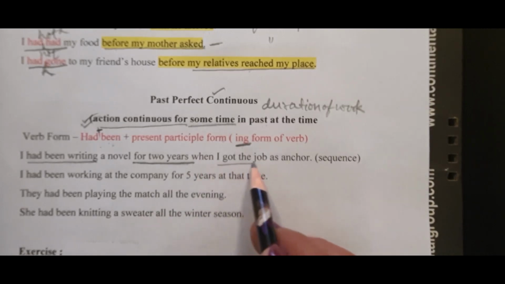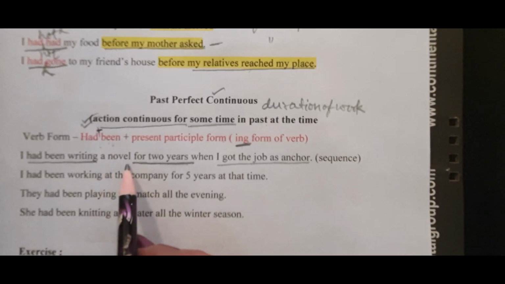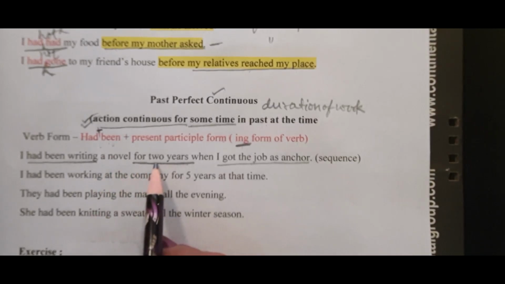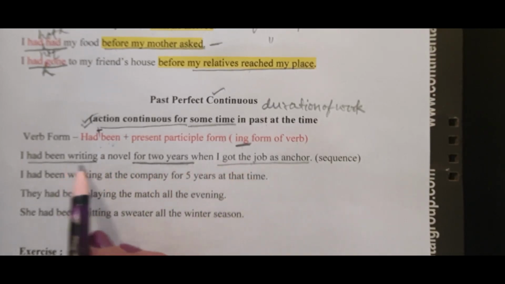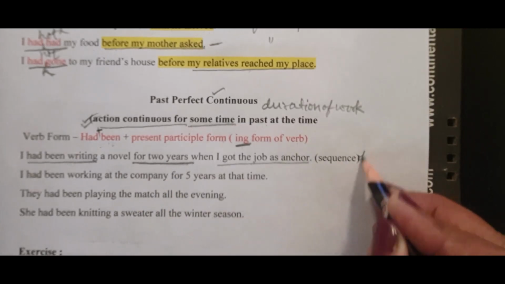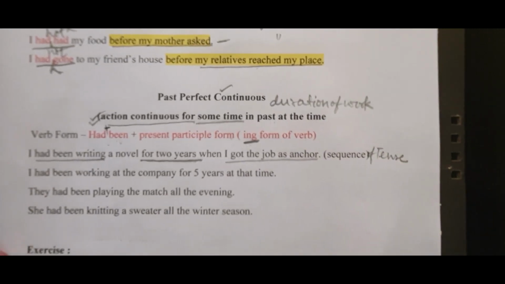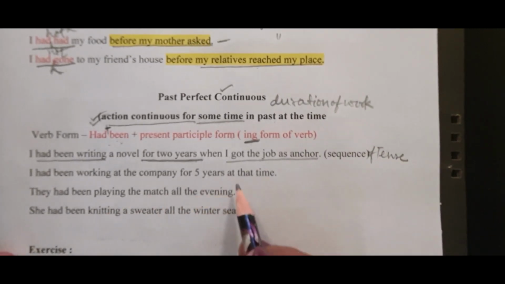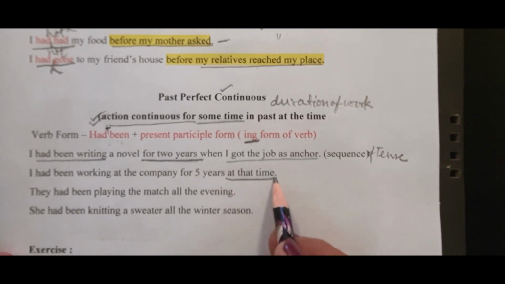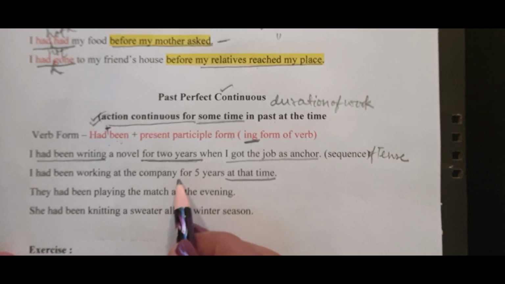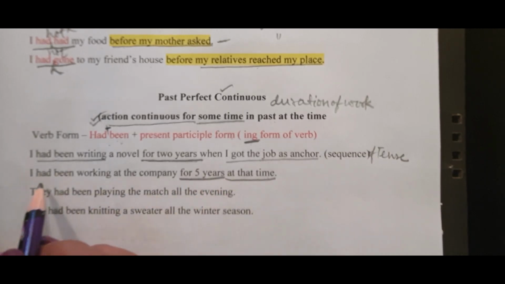This is the time expression. इस समय जब मुझे जॉब एंकर के लिए मिली तो मैं एक नॉवल 2 साल से लिख रहा था. यानी कि उस समय तक नॉवल को लिखते हुए 2 साल हो गए. दिस इज अगेन सीक्वेंस ऑफ टेंस. आई हैड बीन वर्किंग एट द कंपनी फॉर 5 years एट दैट टाइम. एट दैट टाइम मीन्स जिस समय की बात आप कर रहे हैं उस समय मुझे कंपनी में काम करते हुए 5 साल हो गए थे.